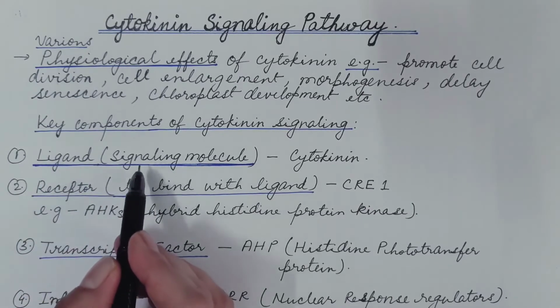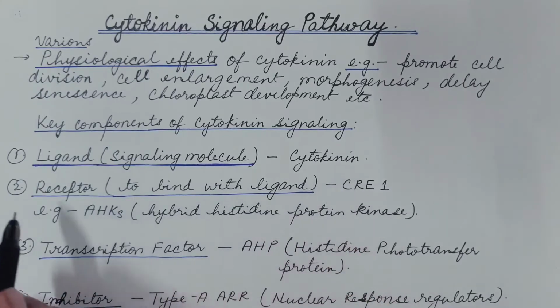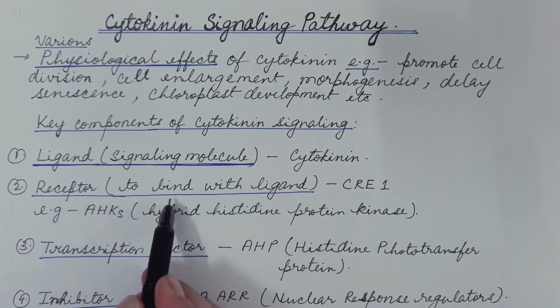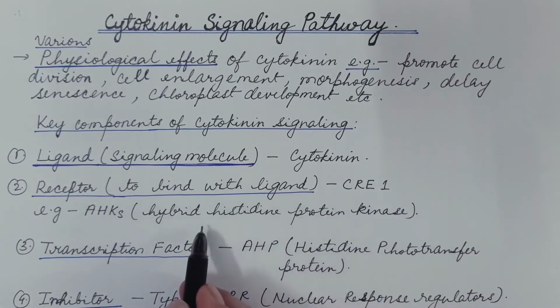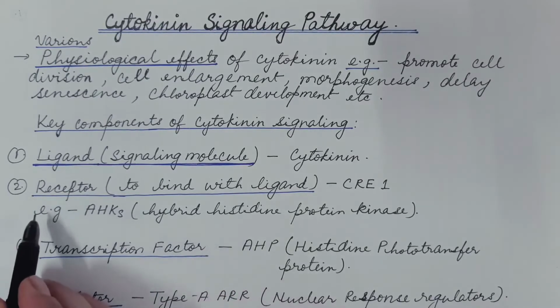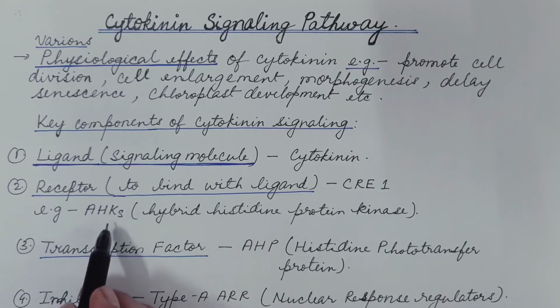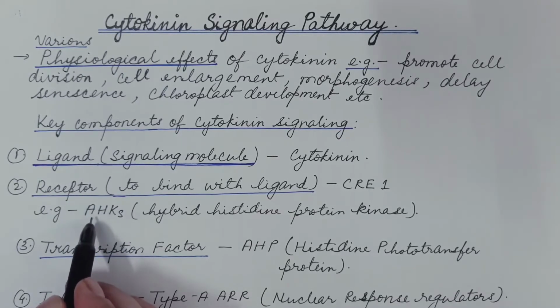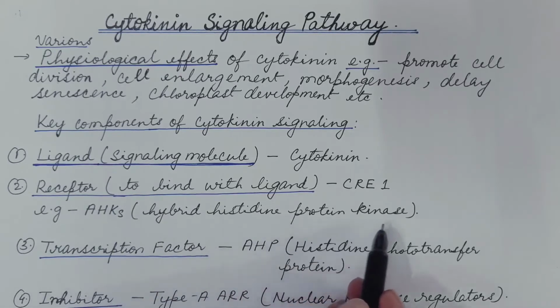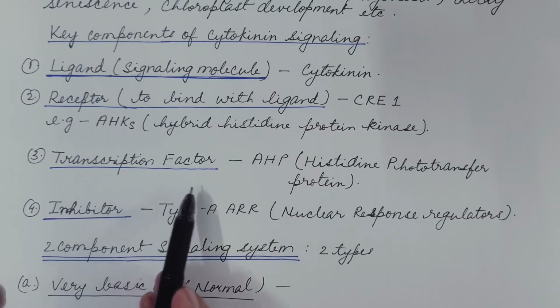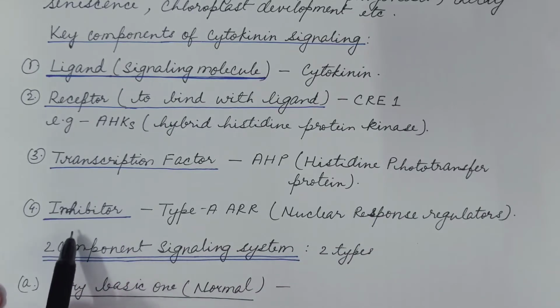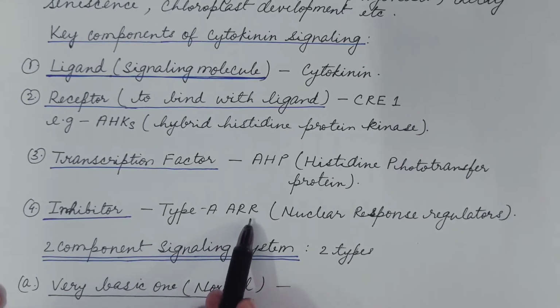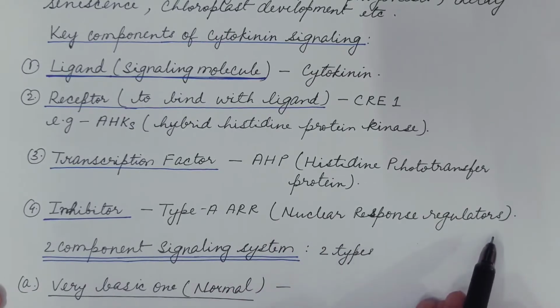First is ligand, which is the signaling molecule. Here it is cytokinin. Second is receptor, which binds with the ligand. For example CRE1. In this video, we will discuss cytokinin signaling in the Arabidopsis plant. So here the receptor is AHK, where A stands for Arabidopsis, hybrid histidine protein kinase. Then third is AHP, histidine phosphotransfer protein. Fourth is the inhibitor, type A ARR, nuclear response regulators.